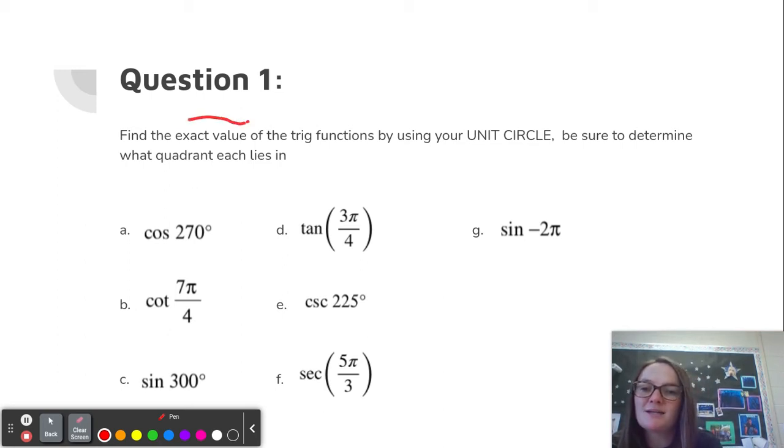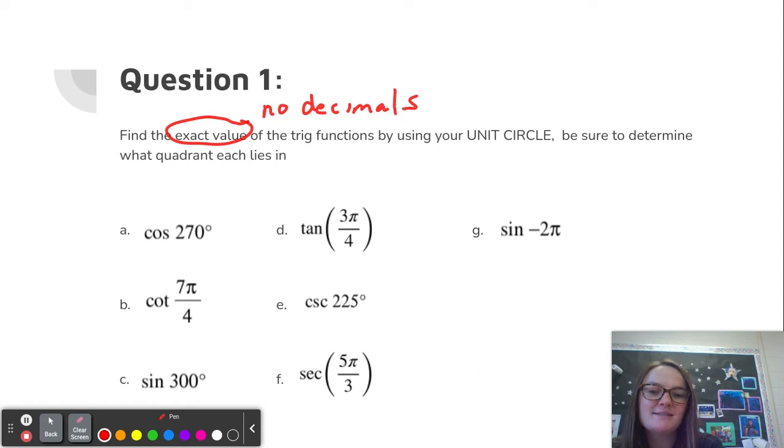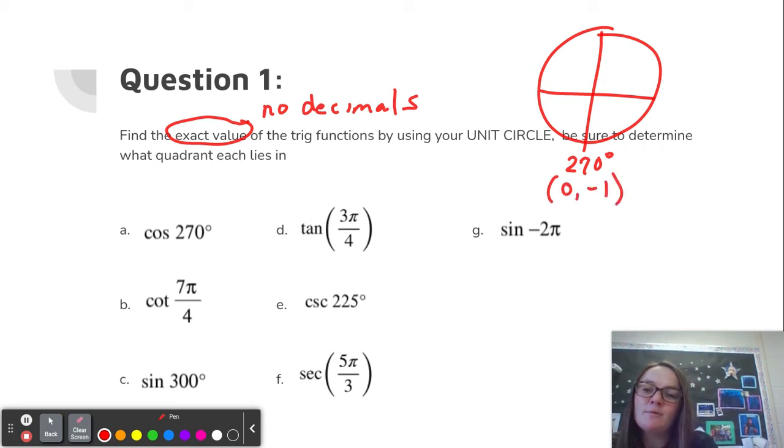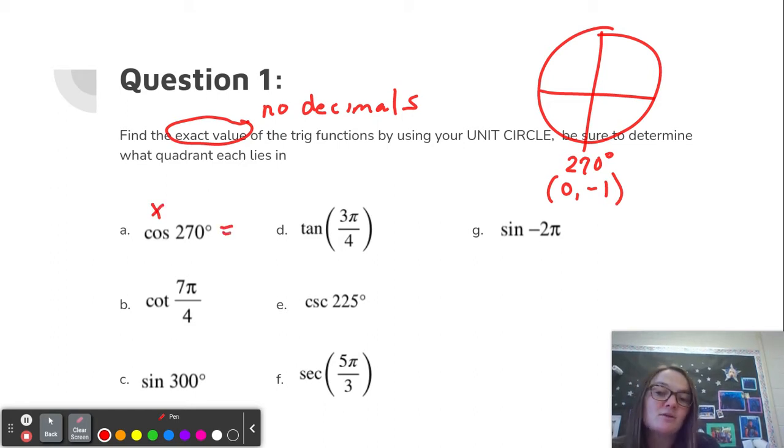So when we see the word exact value, that means no decimals. So no decimals allowed, which means I need to use my unit circle. I'm going to draw a rough unit circle right here. So first one, cosine of 270 degrees. 270 degrees happens right here, and its ordered pair is 0, -1. If I remember that cosine represents x values, I'm just going to pick the x value at 270 degrees. The x value is 0.